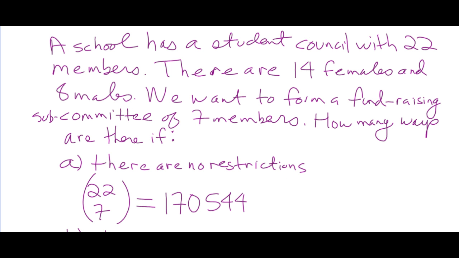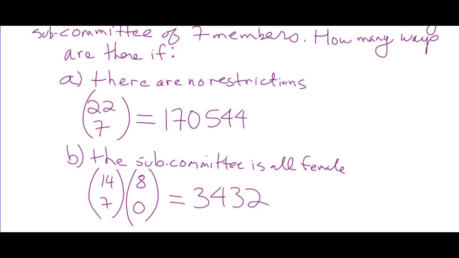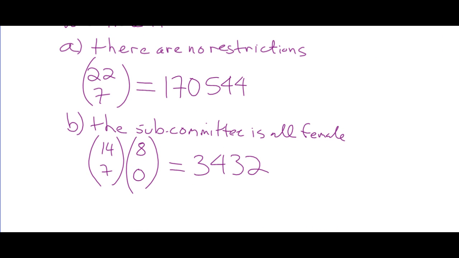Schoolhouse Student Council with 22 members, 14 females and 8 males. We want to form a fundraising subcommittee that has 7 members. If there's no restrictions, it's just 22 choose 7. You plug that in your calculator. If the subcommittee is all female, there are 14 females, I'm going to choose 7. There are 8 males, I'm going to choose 0.